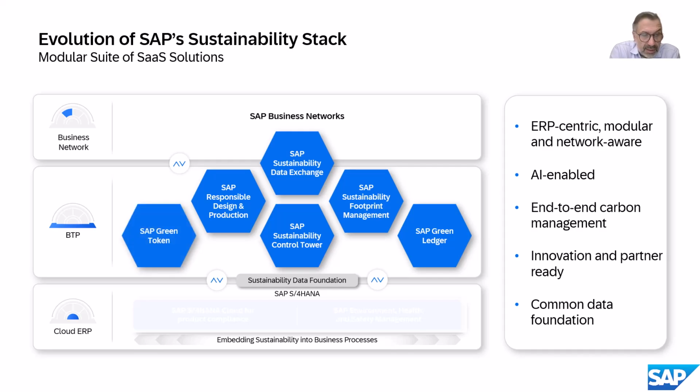So the first solution, the first honeycomb here, is the SAP Green Token. This solution is based on blockchain technology and addresses all the ESG requirements that require traceability. A green token is therefore intended, for example, for the German Supply Chain Due Diligence Act or the CBAM or the EUDR, because there you have the need to trace supply chains.